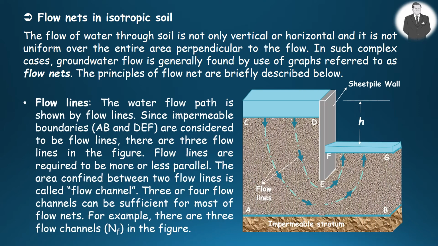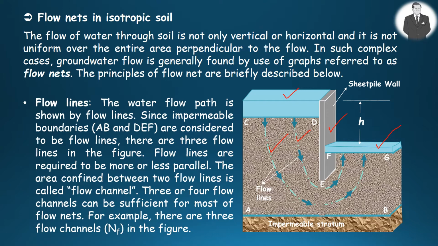To describe the principles of flow net, let us consider a case where sheet pile is driven into the permeable soil to ease the process of excavation. The head difference between two water levels causes water to flow from upstream to downstream, and the flow paths followed by water are named flow lines, as illustrated in the figure.